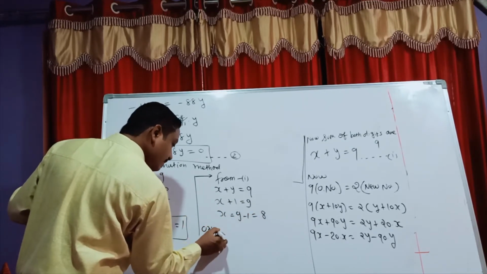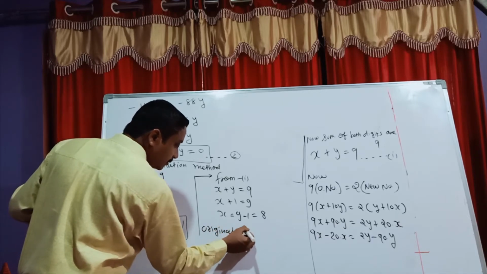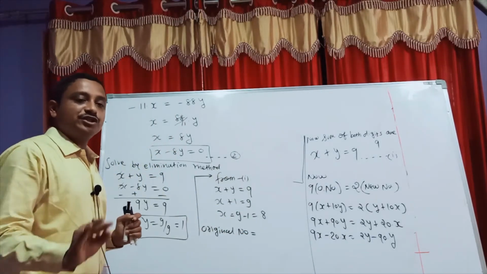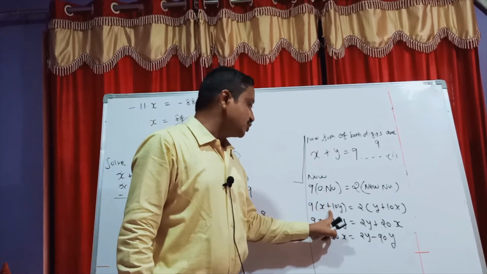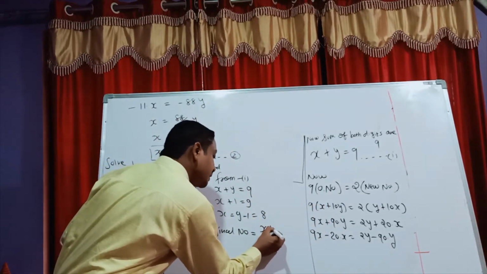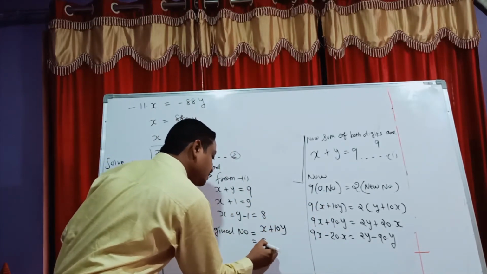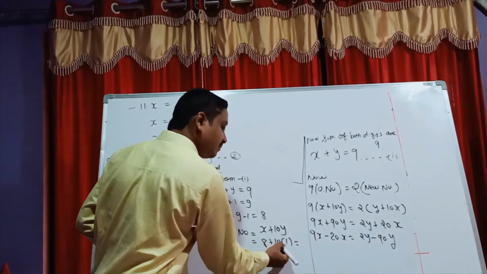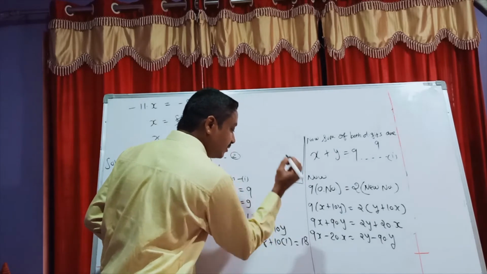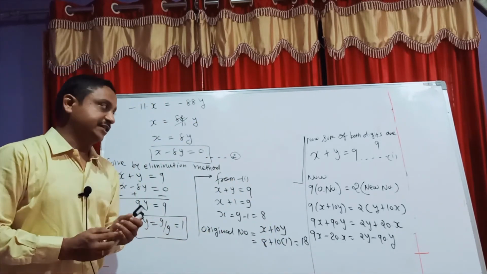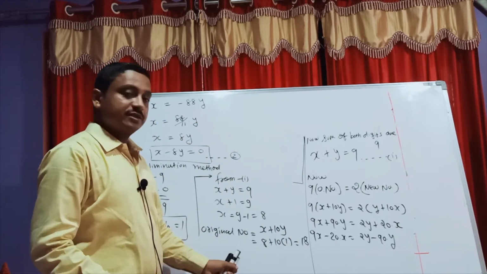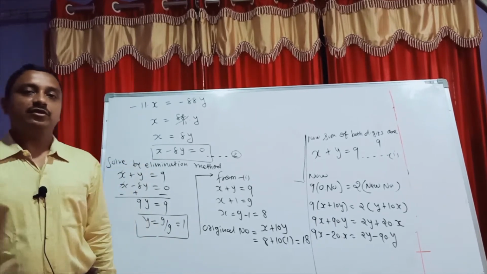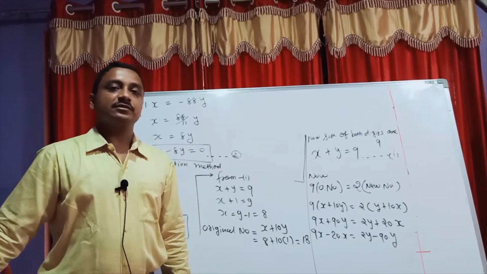So the original number. Students, my target is the original number. What is the original number? Already assumed as x plus 10y. X is 8, y is 1. So my answer is 8 plus 10, it is 18. And that's my final answer. Yes students, here we are done with the answer.